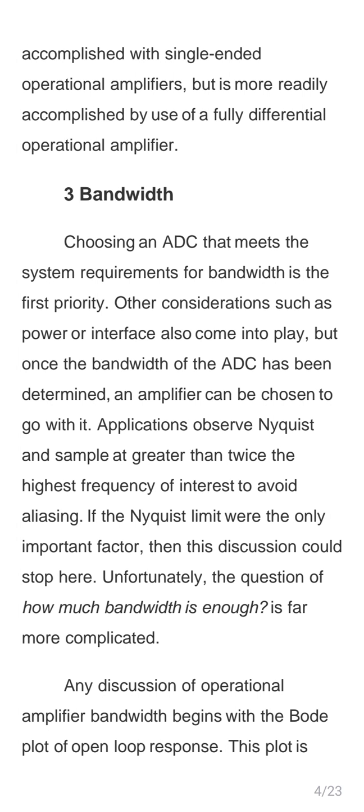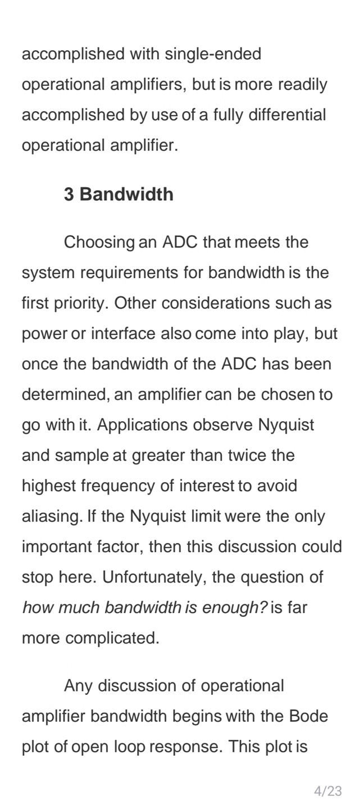Now the third parameter is the bandwidth. We have to choose an analog to digital converter that meets the bandwidth the system requires. It is the first priority, and power interface also comes into play, but the bandwidth of the ADC is determined by the amplifier. It can be chosen using Nyquist: the sampling rate must be greater than twice the highest frequency of interest to avoid aliasing.